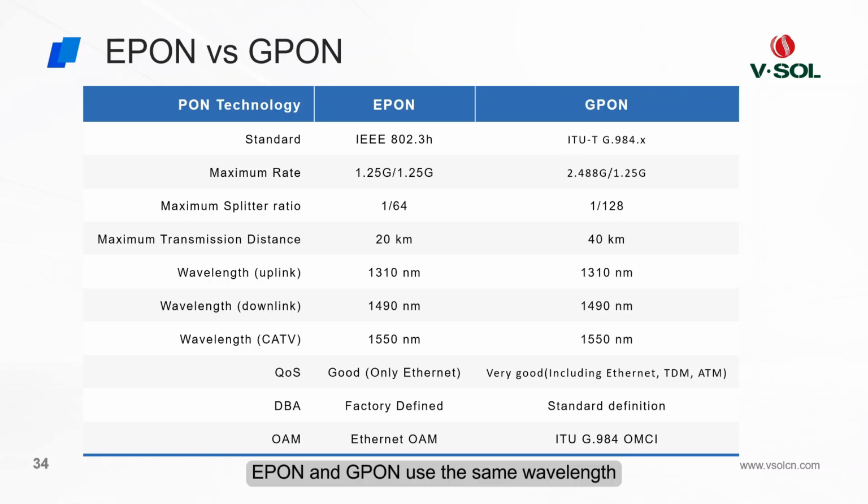EPON and GPON use the same wavelength. EPON QoS is good, but only Ethernet mode. GPON QoS is very good, including Ethernet, TDM, and ATM.